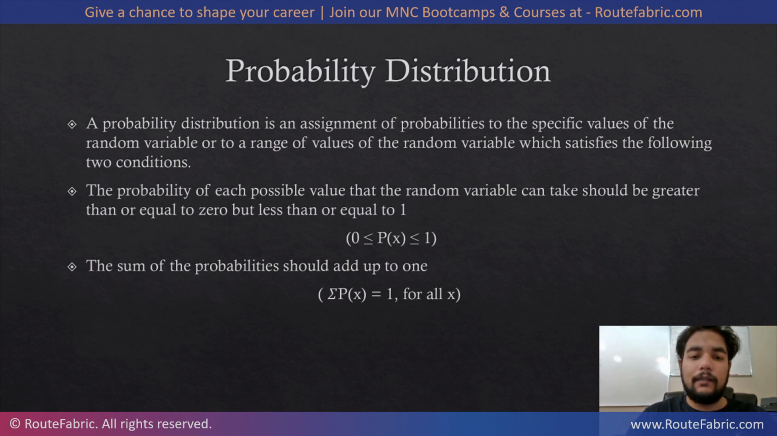Now let us look at what a probability distribution looks like. A probability distribution is an assignment of probabilities to specific values of a random variable or to a range of values of the random variable which satisfies the following two conditions. The first condition is that the probability of each possible value should be between 0 and 1. And the sum of all probabilities should add up to 1.